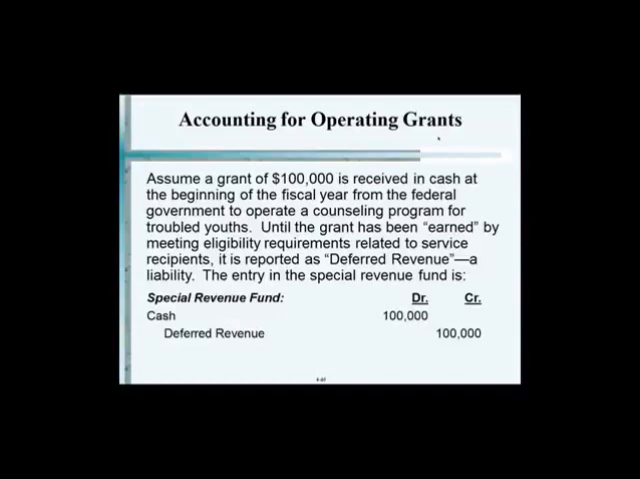This is the journal entry I was talking about. Debit cash, and credit deferred revenue. And next year, what would you do when you recognize it? Debit deferred revenue, and credit revenue. Got it? Debit deferred revenue, and credit revenue, right? That would be next year when it's available or it's been earned.